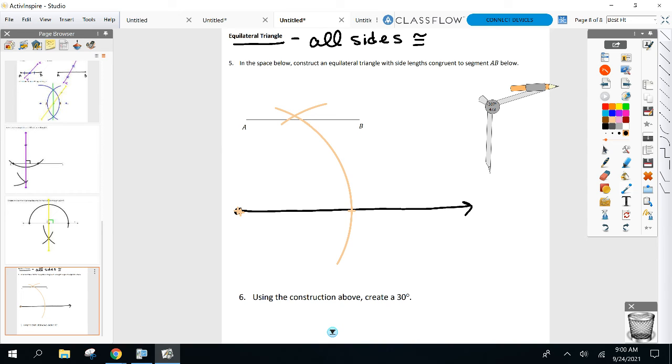Everyone got it? We're done. I don't need to do any more arc marks. Ready? Go ahead. I'll let you guys finish, and then we'll do the magic.